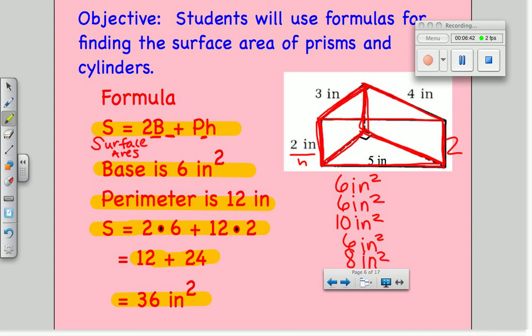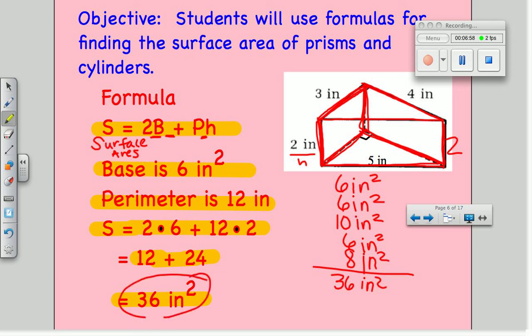Okay, and then when I add all these faces together, 6 plus 6 is 12, 12 plus 10 is 22, 22 plus 6 is 28, and 28 plus 8 is 36 inches squared. So as you can see, you get the same number doing it either way. Okay? It's the same.